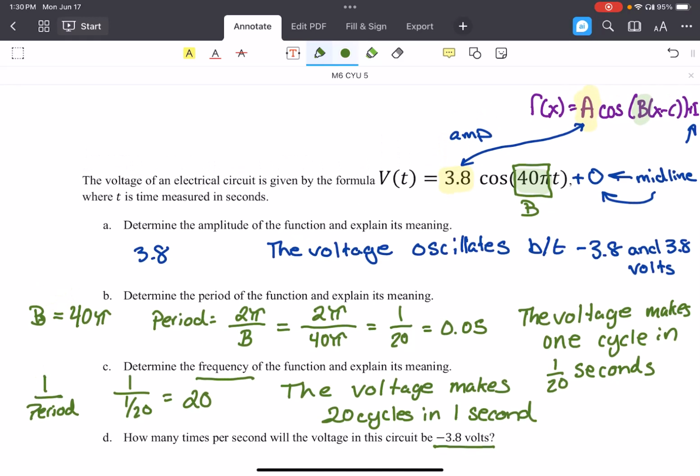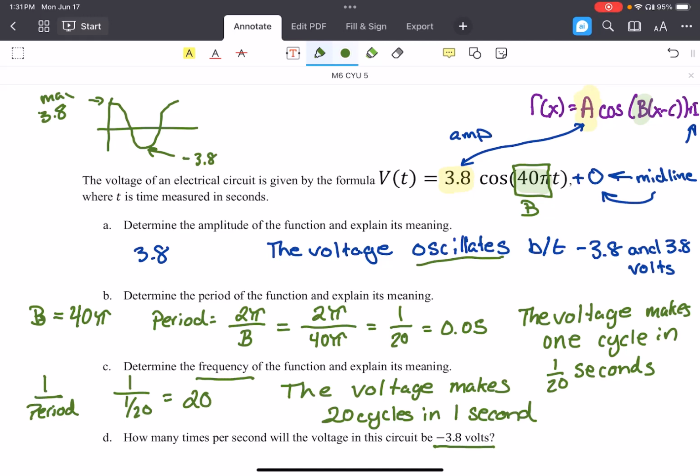So this is a cosine function. And if you remember, cosine functions start high, go low, and come back high again. In this particular case, our midline is at 0, so our function has not been moved up or down, but it has been vertically stretched by 3.8, which means the max of this function is going to be 3.8, and the min is going to be negative 3.8, because remember we talked about how the voltage oscillates between negative 3.8 and 3.8 volts.